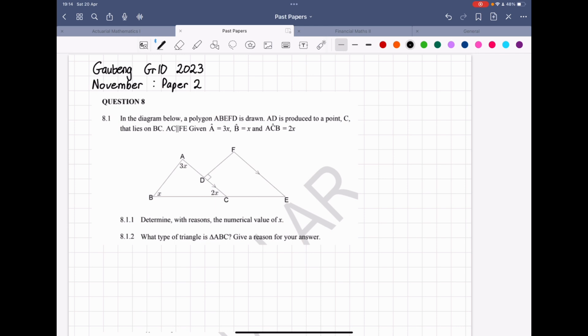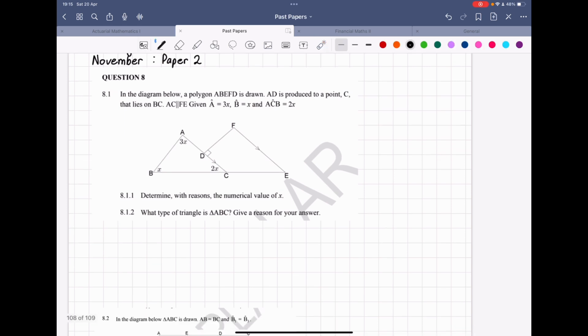Gauteng Grade 10, 2023, November, Paper 2. Question 8. In the diagram below, a polygon ABEFD, that's this one, is drawn. AD is produced to a point C that lies on BC, and AC is parallel to FE. Given that A is equal to 3x and B is equal to x and ACB is equal to 2x. 8.1.1 asks us to determine with reasons the numerical value of x.